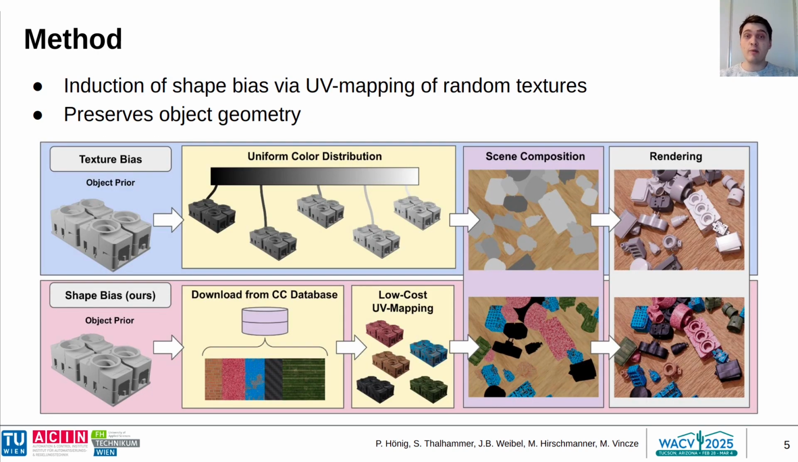We therefore present our method of inducing a shape bias via UV mapping. We call it texture randomization, and it is specifically designed for physically based rendering. Instead of using uniform color distributions to render textureless and metallic objects, as it is currently done by, for example, BlenderProc, we download textures with various patterns from a Creative Commons database. We then perform the low-cost UV mapping. This step has negligible computational overhead in comparison to the uniform color distribution. And then we render the training data.